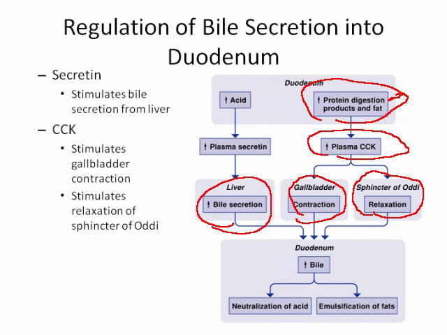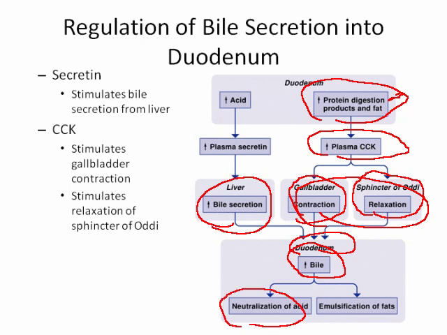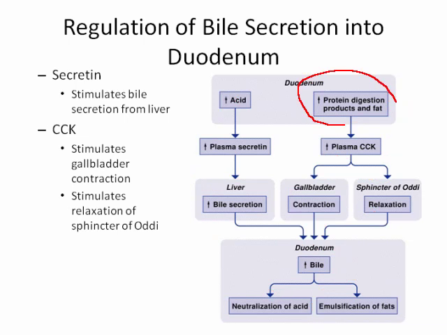So we've increased bile secretion, we've increased its delivery into the duodenum, so the amount of bile concentration, of course, increases, which is going to neutralize the acid. Again, negative feedback here, and help to emulsify fats, which of course is going to chemically assist the digestion of the material that was coming into the duodenum.